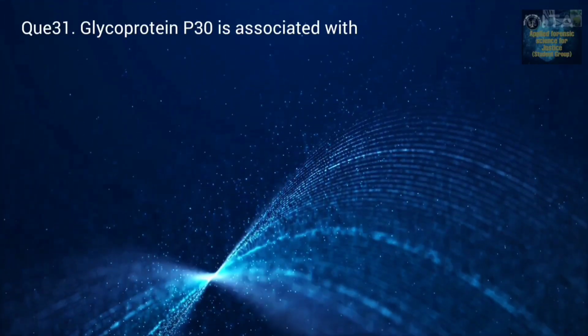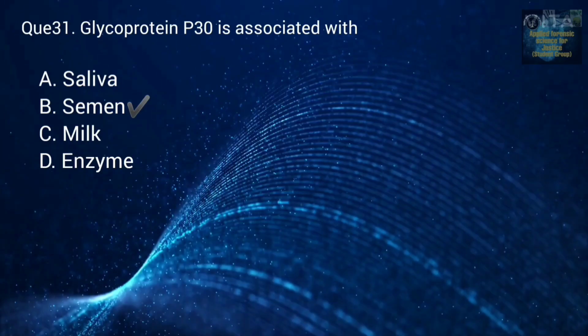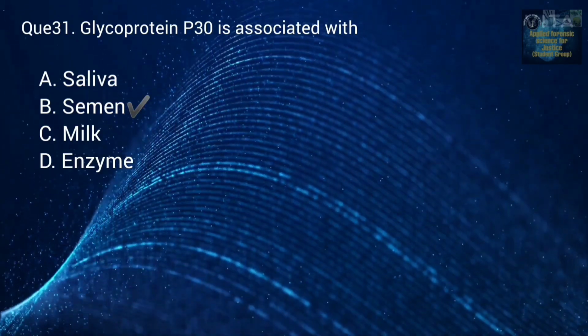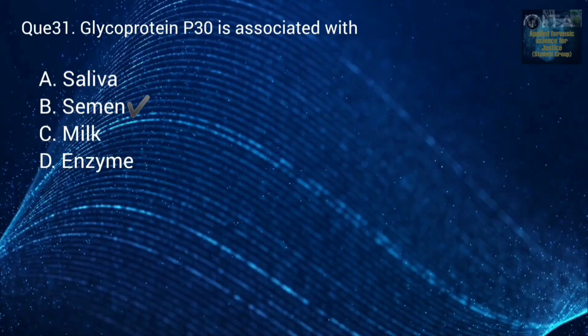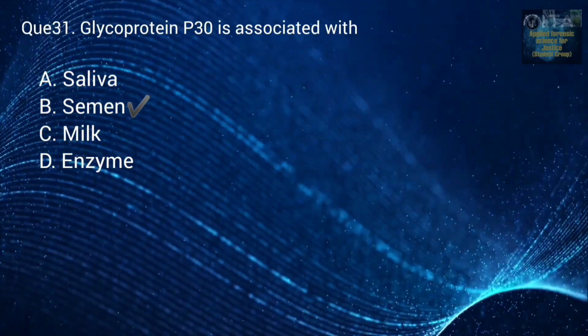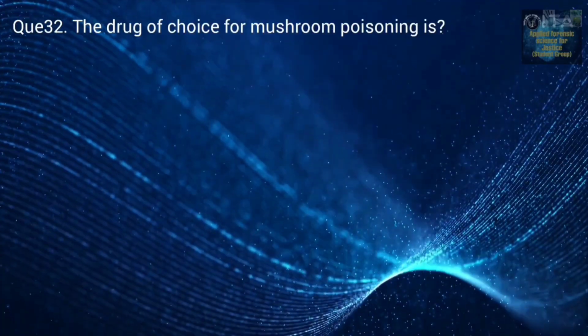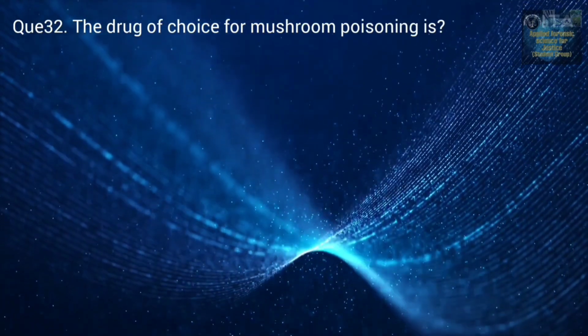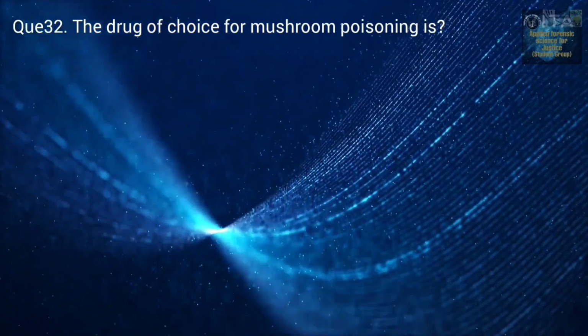Glycoprotein P30 is associated with. Options are A. Saliva, B. Semen, C. Milk, D. Enzyme. The correct answer is B. Semen. Question number 32. The drug of choice for mushroom poisoning is.